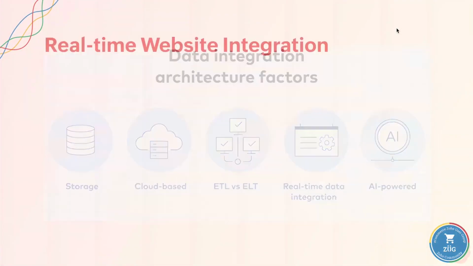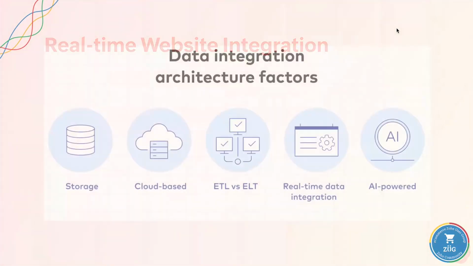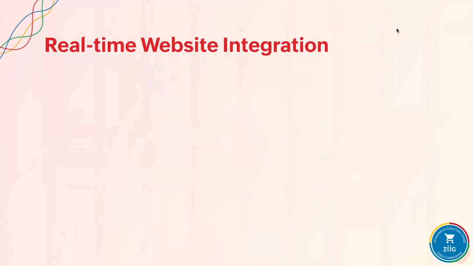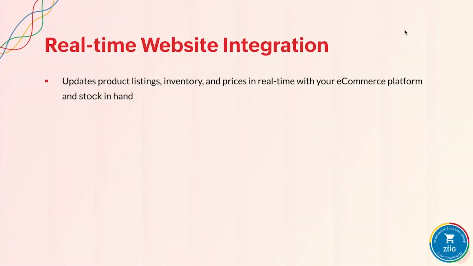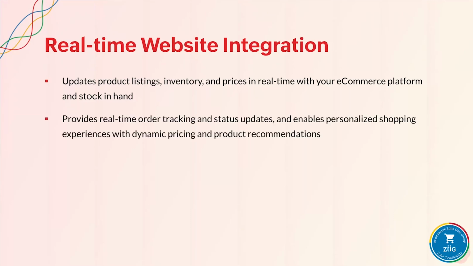So this is the data integration architecture that I have explained throughout the session for your online platform where you buy and sell your products. With the real-time website integration for your e-commerce website, Books will update your product listing, inventory, and prices in real time with the e-commerce platform, and the stock in hand. I'll show it to you on the live account with a more detailed demonstration.